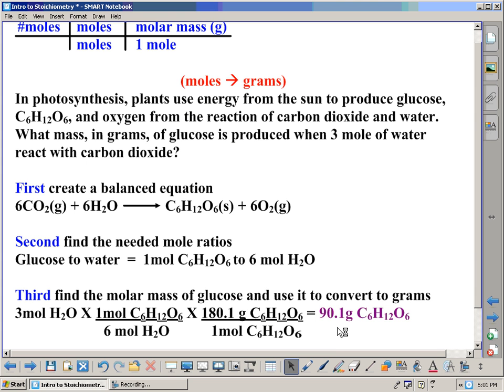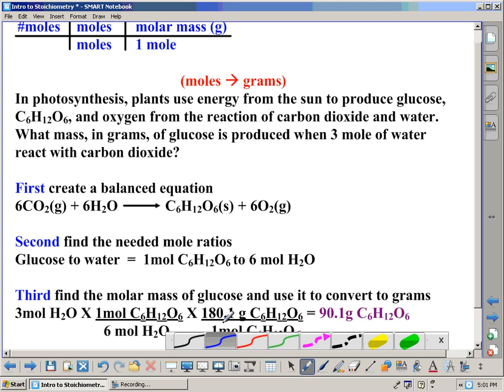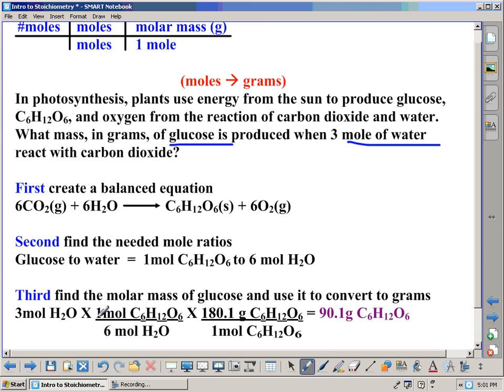Okay, we're looking for moles of glucose and moles of water. We have 1 mole of glucose, no subscript in the front, and we have a 6 in front of the water, so it's 6 water. So our ratio is going to be 1 mole of glucose for every 6 moles of water. So we write down what we're given, 3 moles of water, and then next we use our mole to mole ratio, 1 mole of glucose for every 6 moles of water.